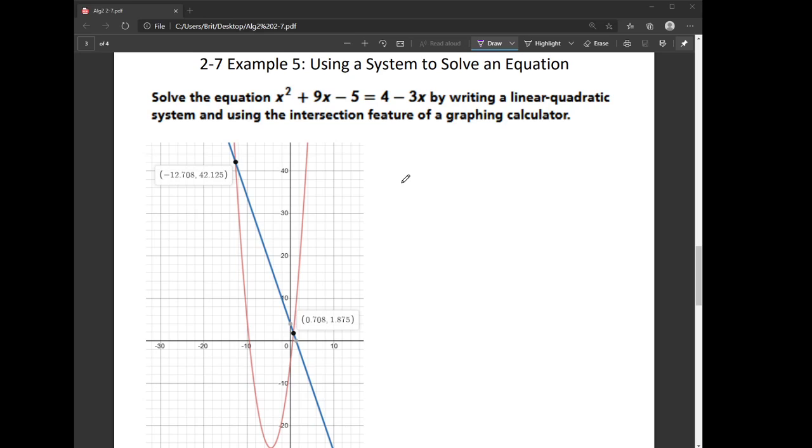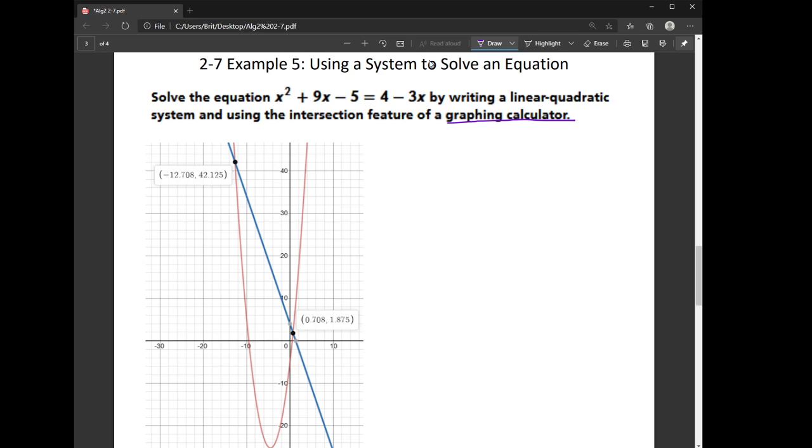In this video, I'm covering example 5 from section 2-7 in the SavvasRealize Algebra 2 textbook. We are looking at using a system to solve an equation. In fact, in this video, we actually focus only on using the graphing calculator in order to solve this. You'll have to look at other examples to see how to solve it by hand.